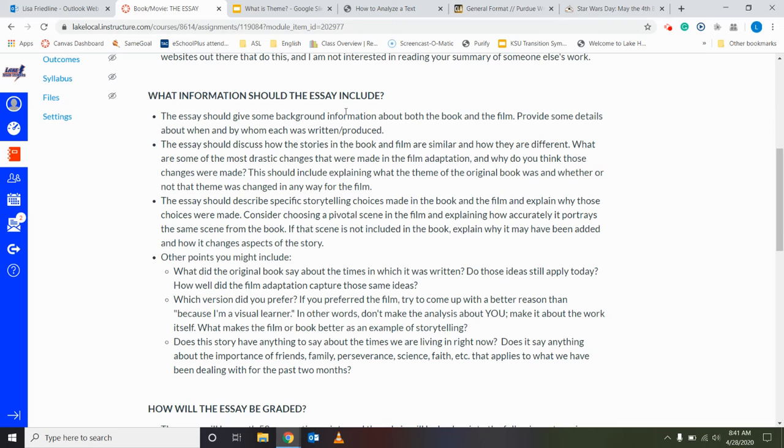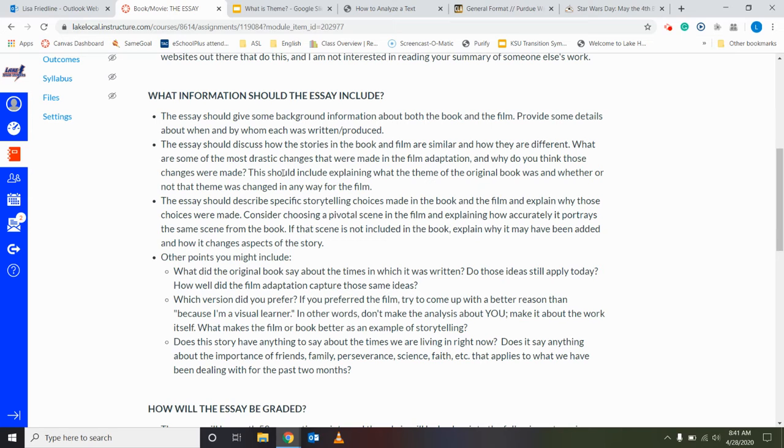So these are the things that your essay needs to include. Give us some background information about the book and the film. So give me some details about when the book was written, when the film was produced, who the author of the book was, and who the producer or writer of the film version was. You can Google those things and find them out, but then tell us the difference between those things. How are the stories in the book and the film similar, and how are they different?